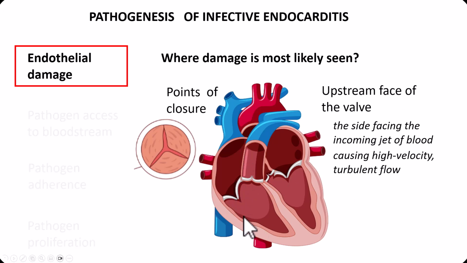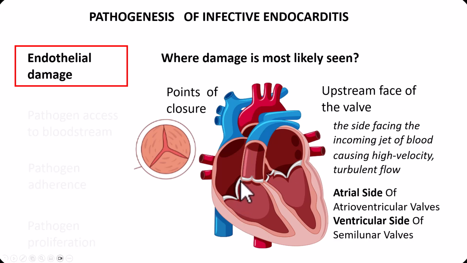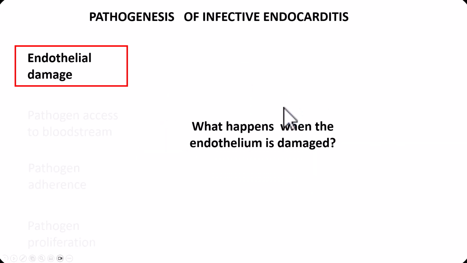So, what are the upstream faces of the valve? It is the atrial side of the atrioventricular valves. These are the mitral valve and tricuspid valve, right? So the atrial side of these AV valves is the upstream face, whereas for the semilunar valves, of these vessels, pulmonary artery and the aorta, the upstream face is the ventricular side of the semilunar valve. So these are the areas where the damage is most likely seen.